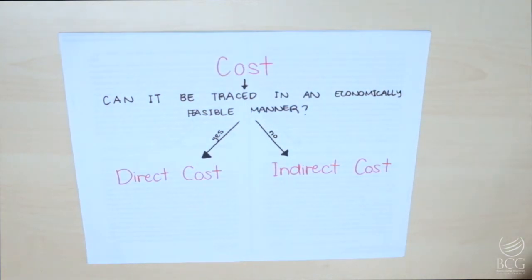So generally, we have two classifications of costs, which are direct and indirect. If a cost can be traced in an economically feasible manner, then it's called a direct cost. Let's say our cost object was bread. Then the direct cost of it would be the ingredients such as flour and eggs. On the other hand, if these costs cannot be traced in an economically feasible manner, then it's called an indirect cost. Going back to our bread example, an example of this would be the electricity consumed by the ovens to bake the bread.